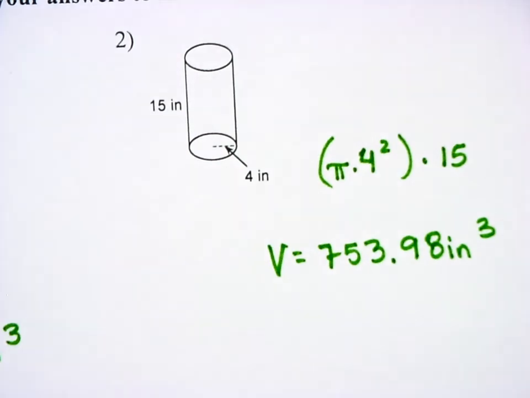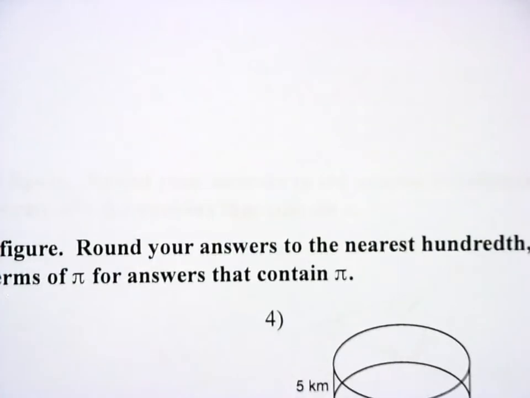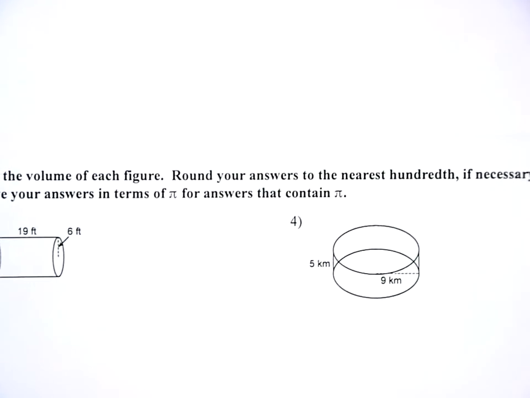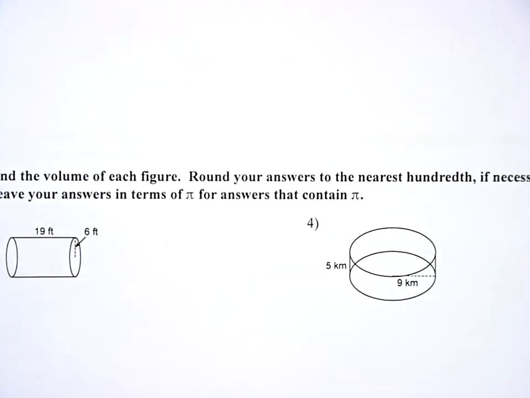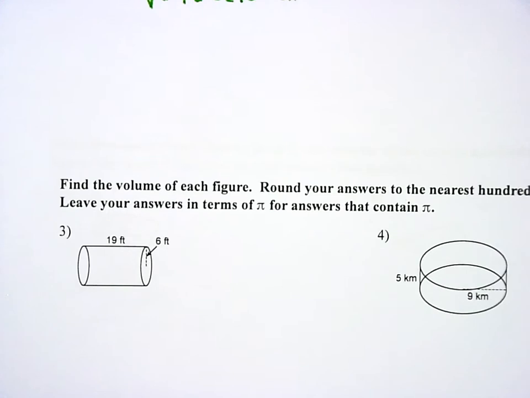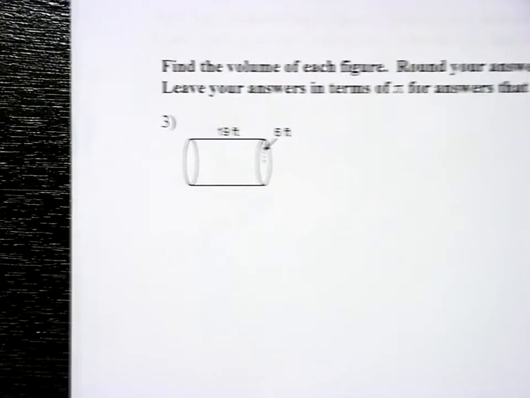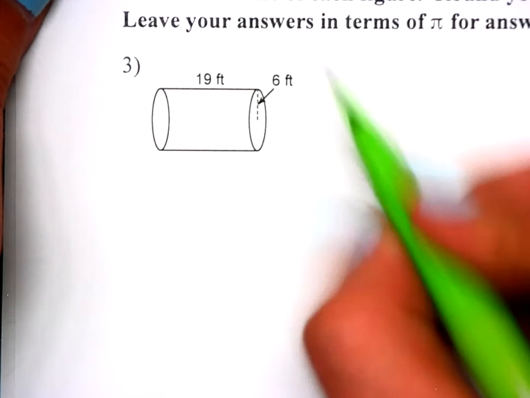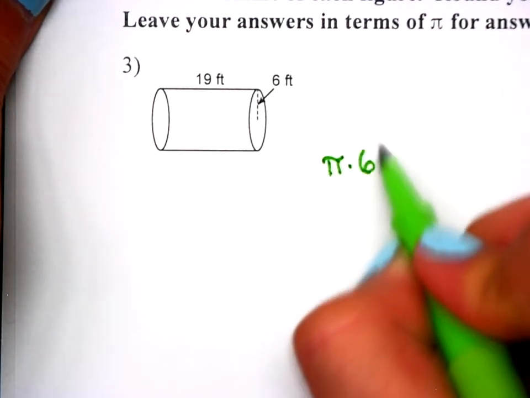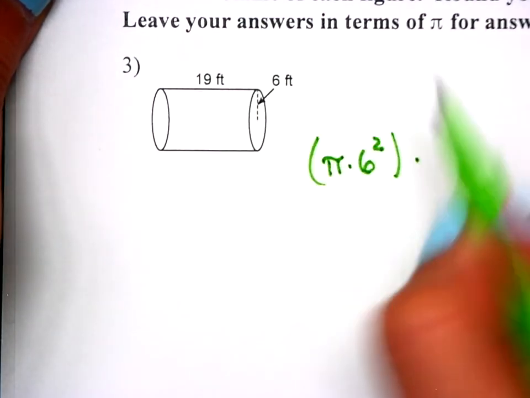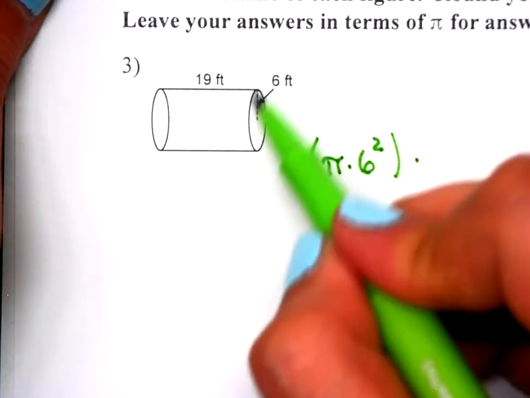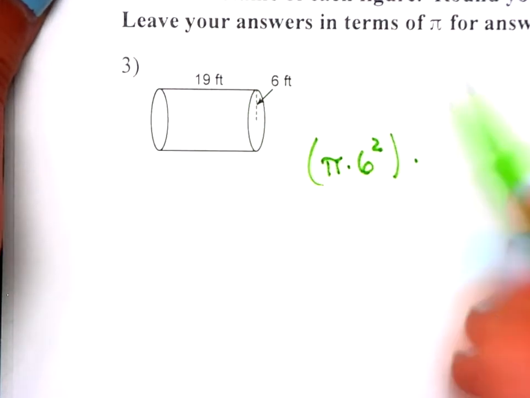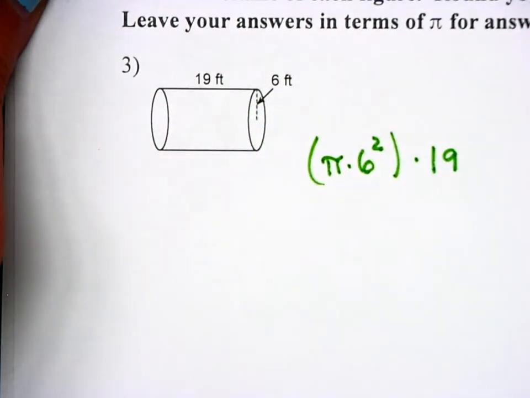Okay. Now, for this next set of instructions, it says leave your answers in terms of pi for answers that contain it. So we will definitely have that since we have circles. So let's try this next one. It's a cylinder on its side. We've got a radius of 6, so we've got pi times 6 squared. And even though it's on its side, if this cylinder were sitting on this base, the height would be 19, so times 19.